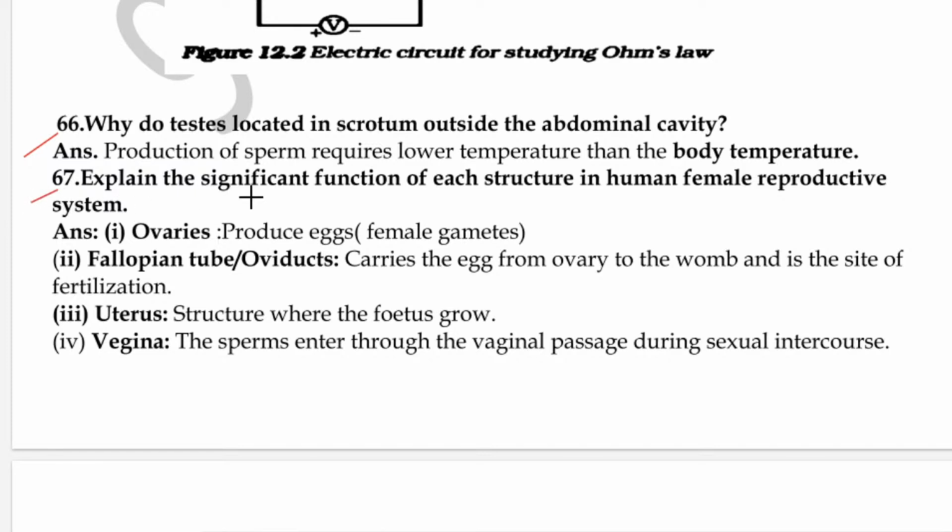Next one. Explain the significant function of each structure in the human female reproductive system. Ovaries produce eggs, female gametes. Fallopian tube or oviducts carries the egg from ovary to the womb and is the site of fertilization. Uterus, structure where the fetus grows. Vagina, the sperms enter through the vaginal passage during sexual intercourse.